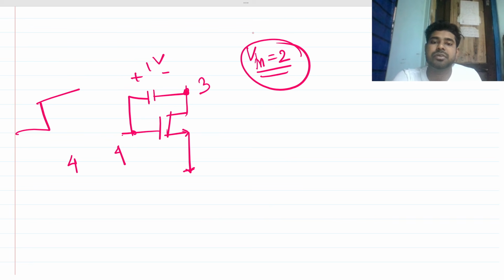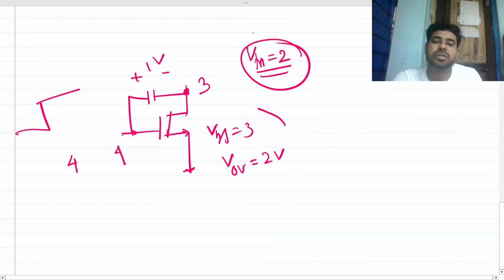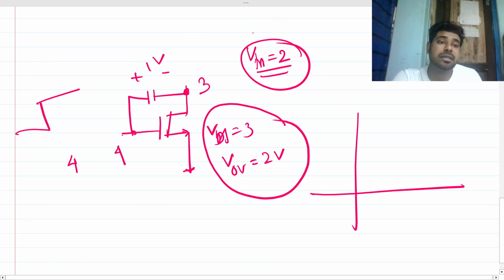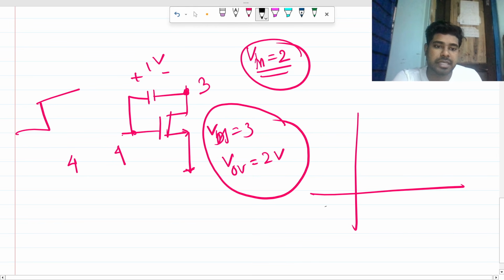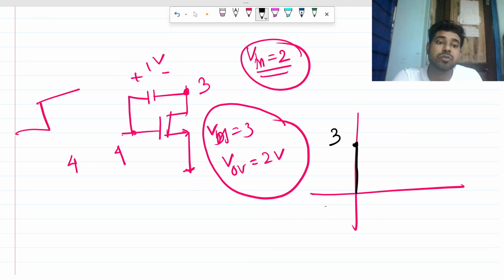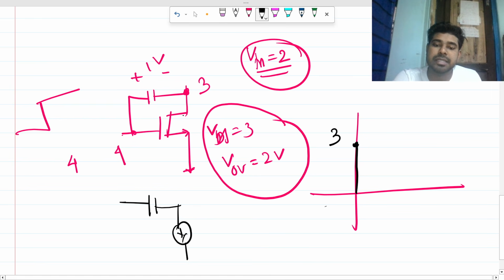Now what will happen? So you can see your VDS will be 3 volt and your V overdrive will be nothing but VGS minus VTN, it will be 2 volt, okay? So you can see your MOS will suddenly go into the saturation region, okay? So it will jump to 3 volt, correct? Yeah. So it will go to the saturation region. So here up to a certain point, what we'll see, it will act just like a constant current source, right? In the saturation.